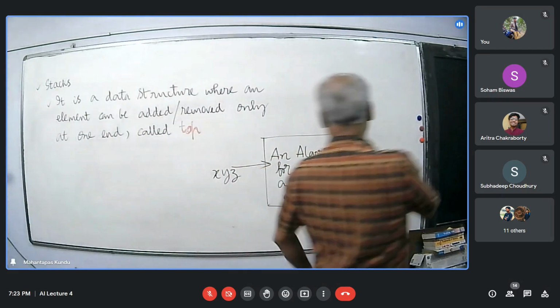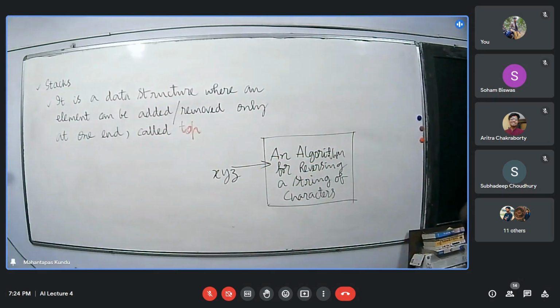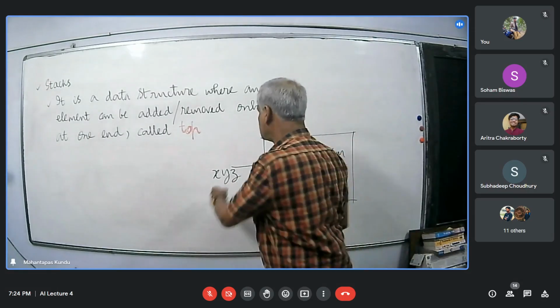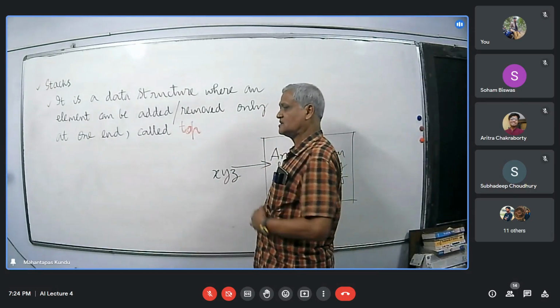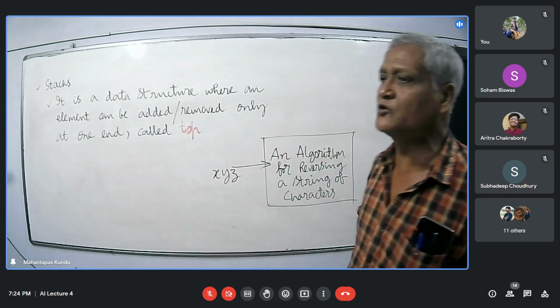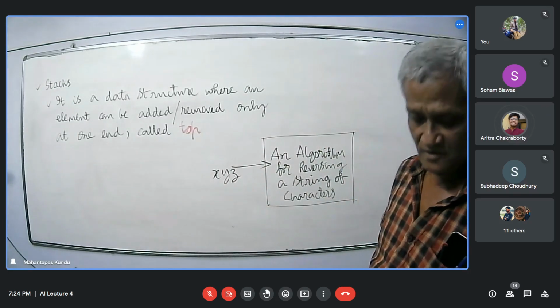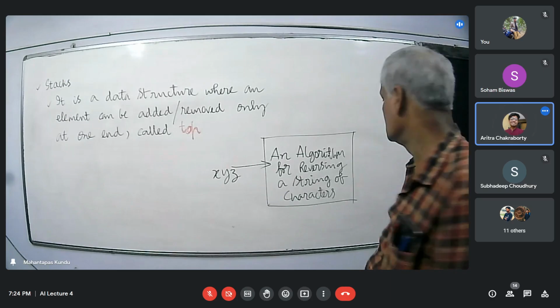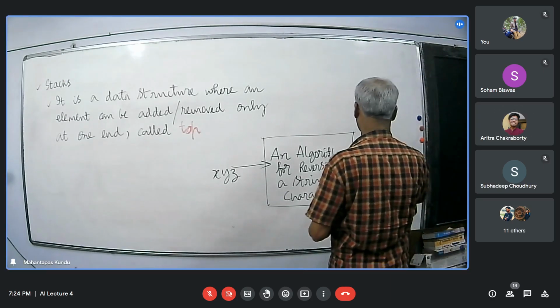Now, if it is an algorithm for reversing a string of characters, and if we include a string consisting of 3 characters X, Y, Z, what will be the output? ZYX. Huh? ZYX.